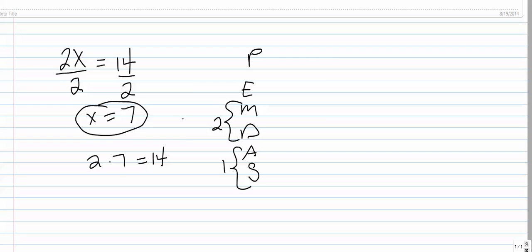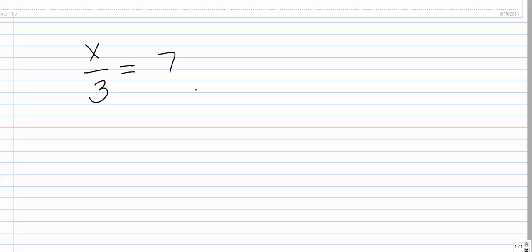Okay, let's try another one. If I have a problem that involves division, x is being divided by 3 and my answer is 7. That one's a little bit harder. You might not be able to know off the top of your head what number I can divide by 3 and get 7. Some of you probably already do know, some of you may not.